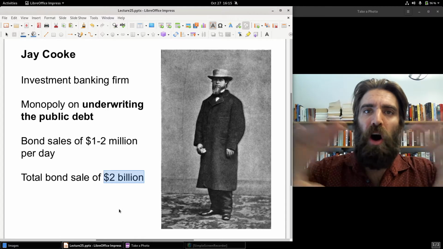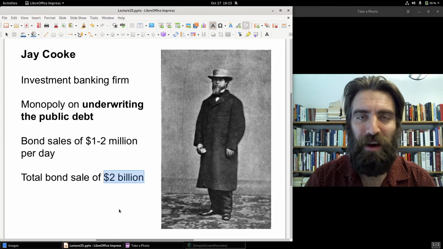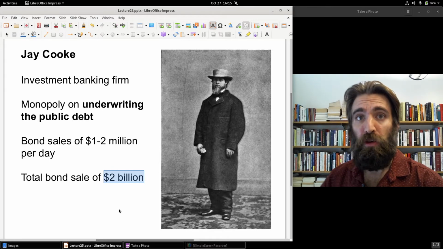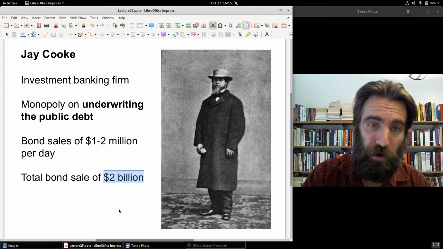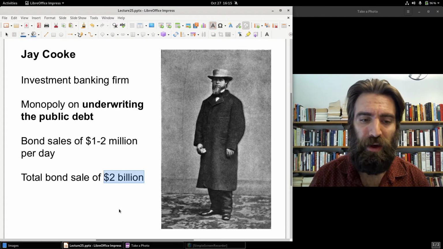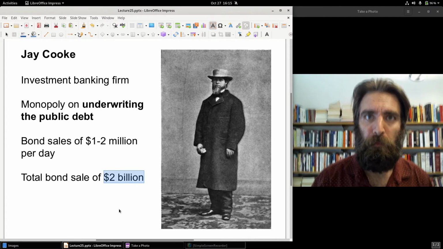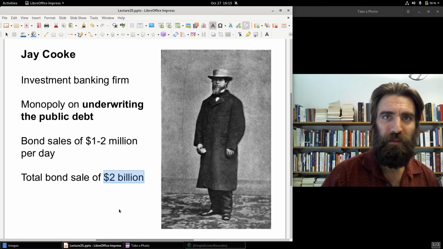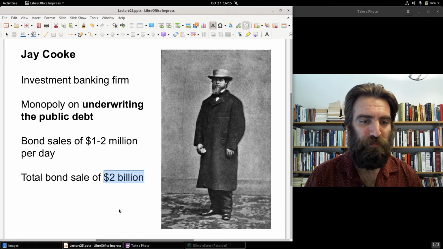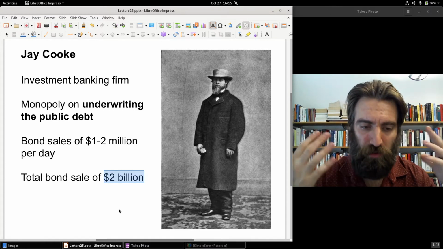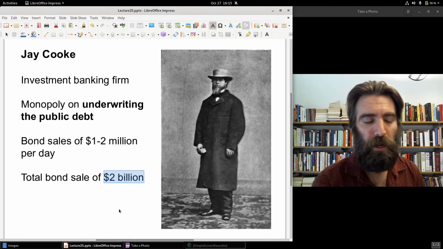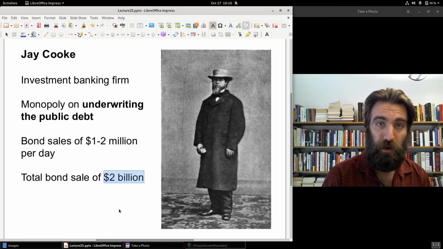Cooke hired an army, basically, of 2,500 sub-agents. And these agents who worked for the Cooke firm went around the country, around the North, knocking on doors, making a plea to the man inside to buy some bonds, right? Support the war effort, right? Okay. Well, if you do, then buy some bonds.